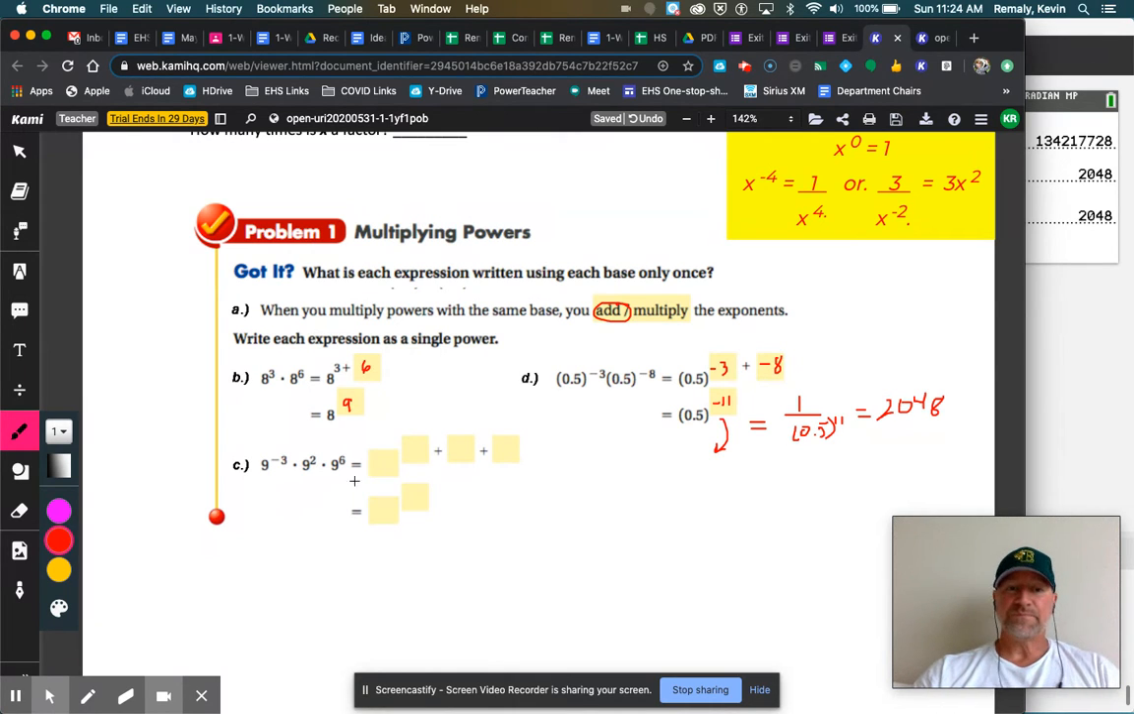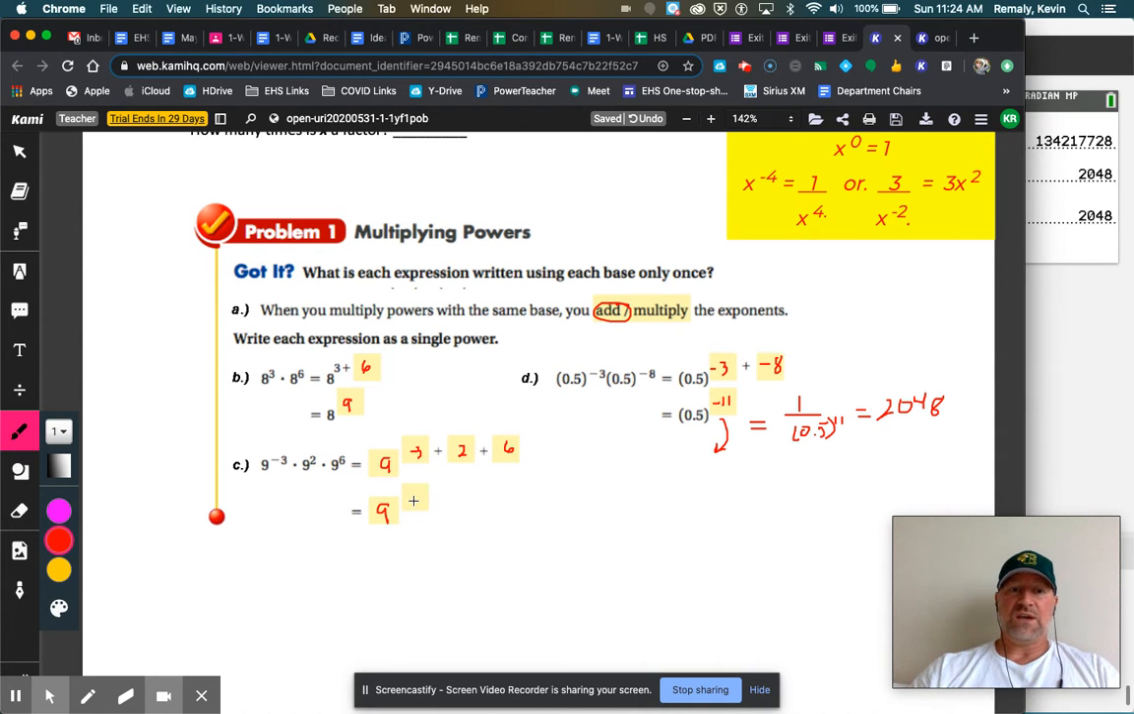Here we have our common base of 9. So basically we can add all these exponents here. We have negative 3 plus 2 plus 6. And once we add those three numbers together, we would end up getting 9. Notice that we're not multiplying 9 times 9 times 9. We keep the base. Make sure you're keeping the base there.